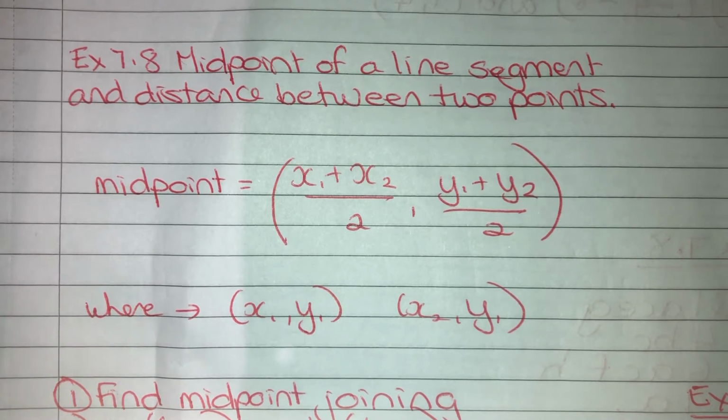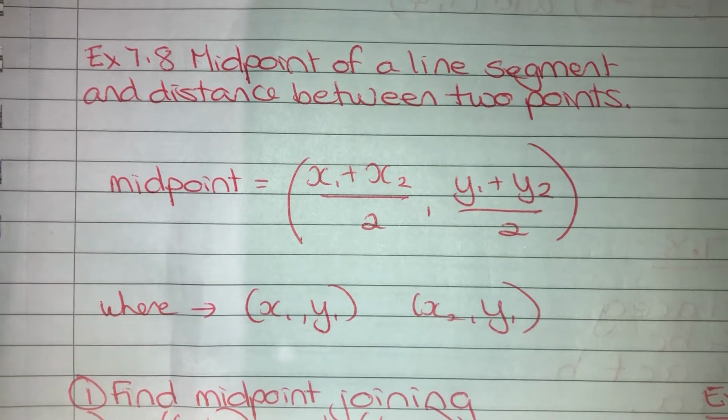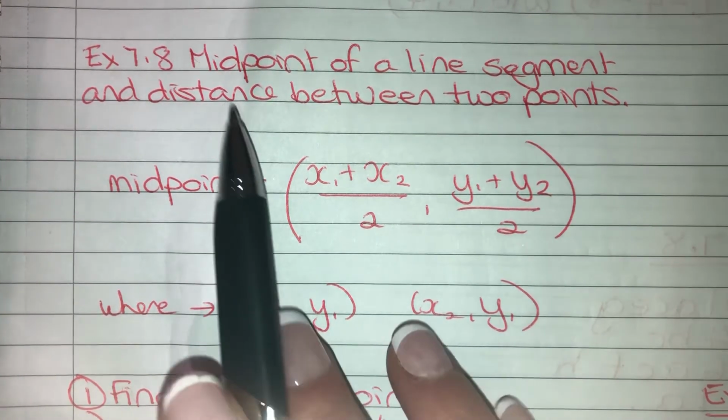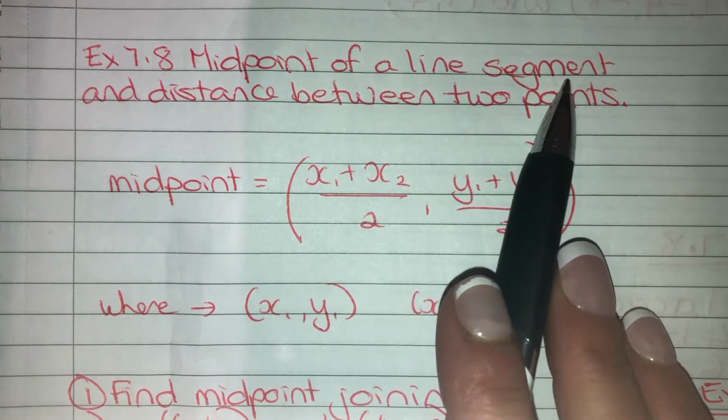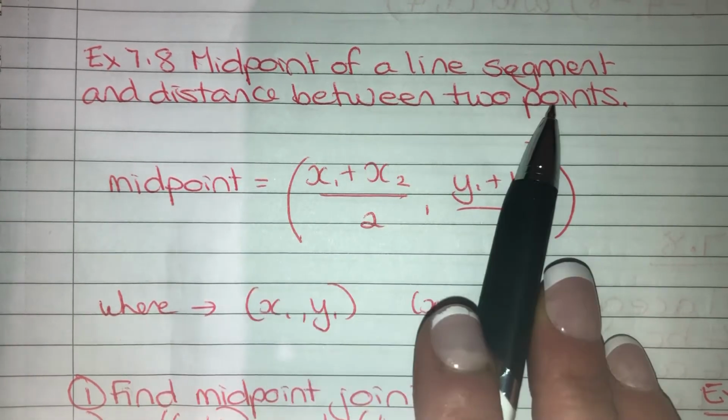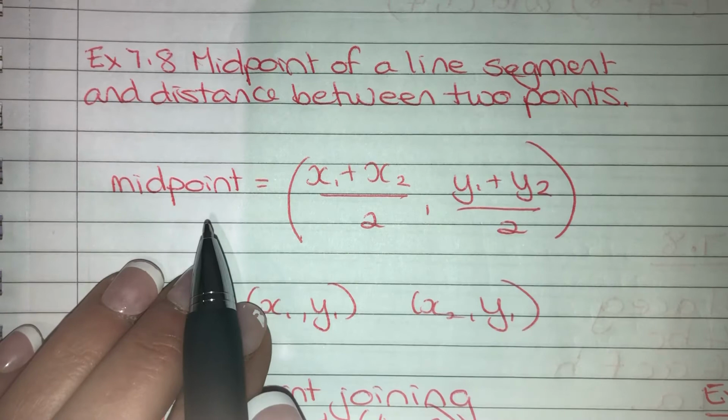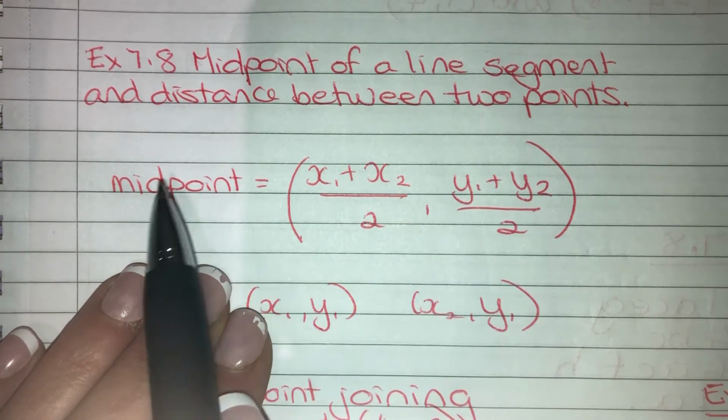Okay, today we are doing 7.8 and it's just following two simple formulas. Your heading is midpoint of a line and distance between 2 points, and it is important because you're going to use it a lot for you to write this formula.